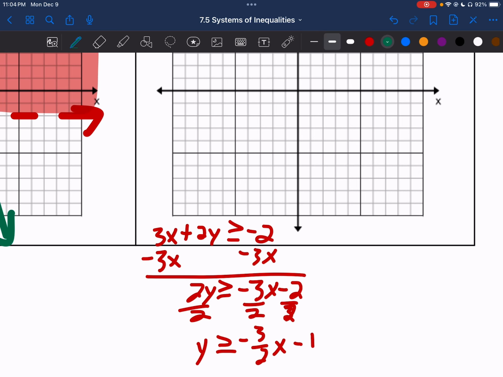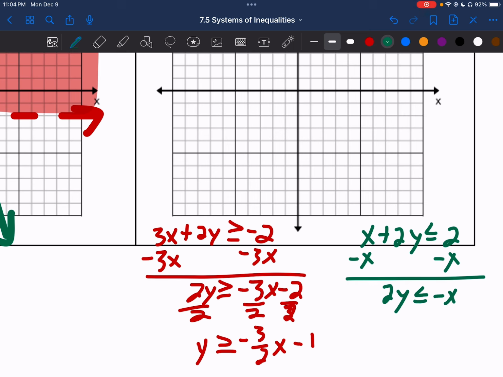Okay, my second one was originally x plus 2y is less than or equal to 2. I'm only rewriting it down on the bottom here because I didn't have enough room up at the top. So we have 2y is less than or equal to -x plus 2. And then we divide by 2 all three parts. And y is going to be less than or equal to -1/2 x plus 1.